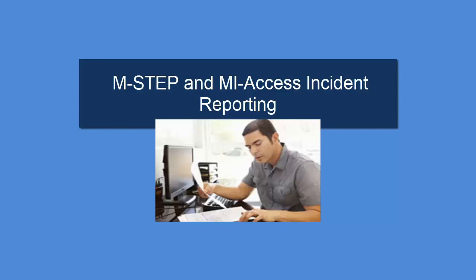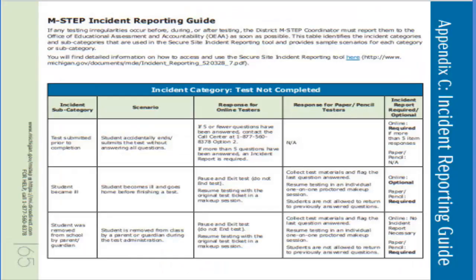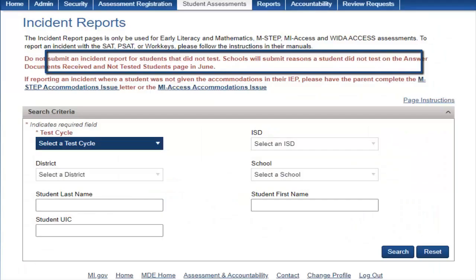M-STEP and MI-Access incident reports are also the responsibility of the assessment coordinator. If any testing irregularities occur before, during, or after testing, the assessment coordinator must report them to the OEAA as soon as possible through the OEAA Secure Site. Detailed information on how to access and use the Secure Site Incident Reporting Tool can be found in the Incident Reporting Guide and the Secure Site Training website.